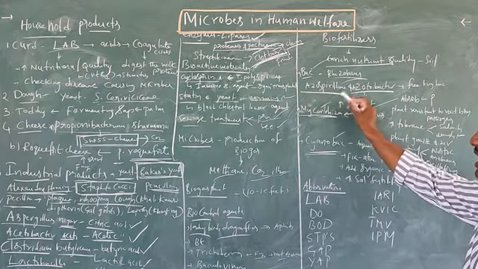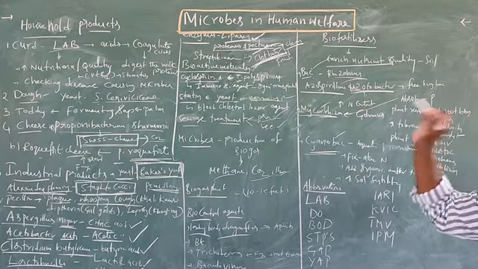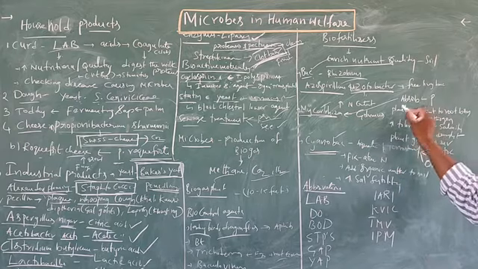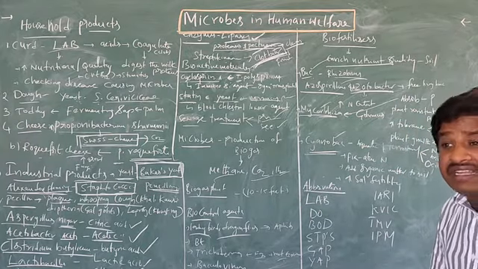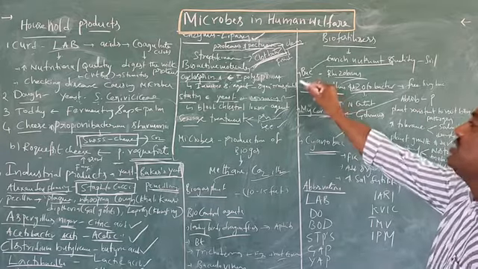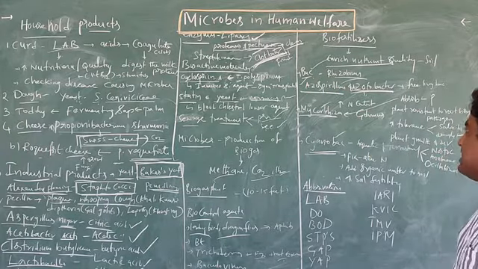Azospirillum and azotobacter are free living bacteria. They increase the nitrogen content in the soil. So this is azospirillum and azotobacter.